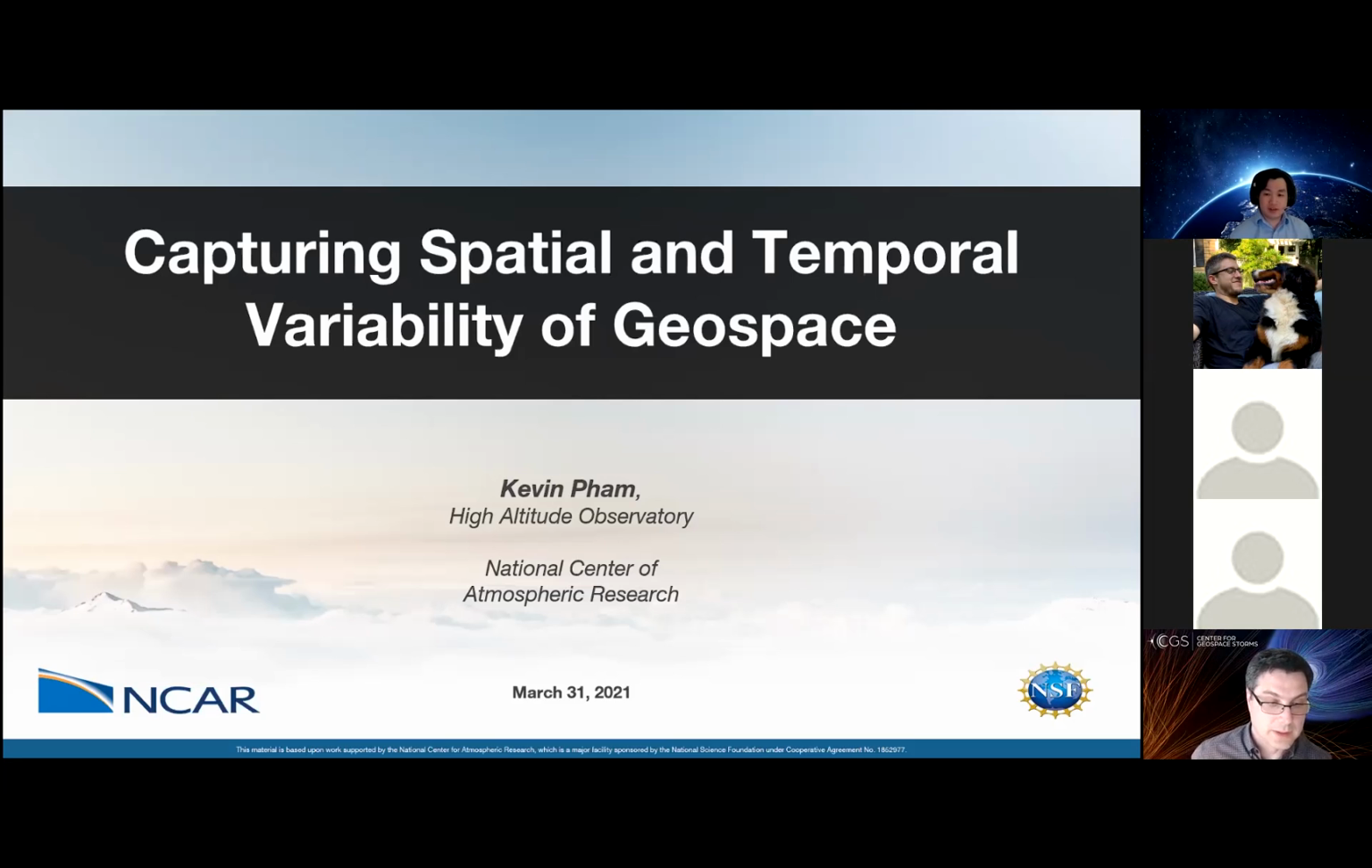Today we are having Kevin Pham from NCAR High Altitude Observatory presenting to us. Kevin received his PhD from the University of Texas at Arlington in 2016. He worked on global magnetosphere responses to solar wind high-speed streams using global MHD simulations at the time. He worked with Ramon Lopez at UTA. After that, he did a postdoc at West Virginia University and then a postdoc at NCAR. And as of just this last Monday, Kevin is a project scientist at NCAR.